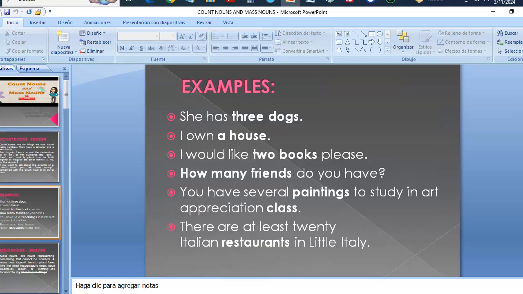And here you have some examples that say: she has 3 dogs, I own a house, I would like 2 books please, how many friends do you have? You have several paintings to study in our appreciation class. There are at least 20 Italian restaurants in Little Italy. In these examples, 3 dogs, a house, 2 books, how many friends, paintings, class, and restaurants are examples of count nouns in English.